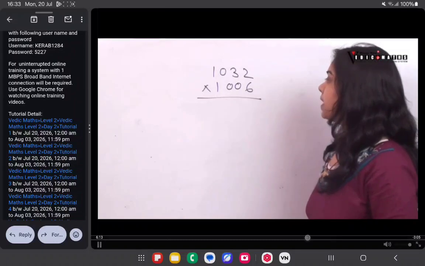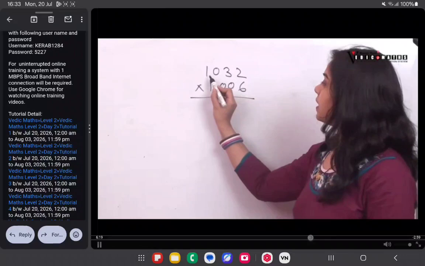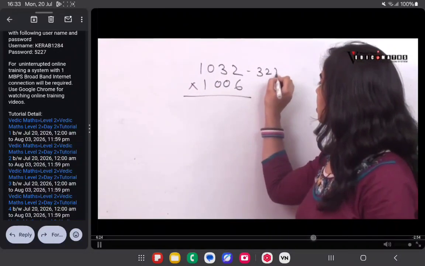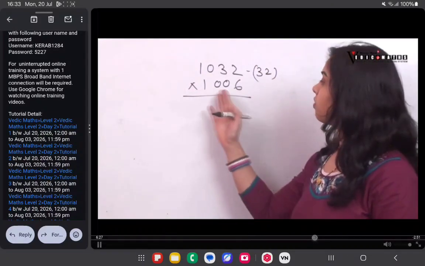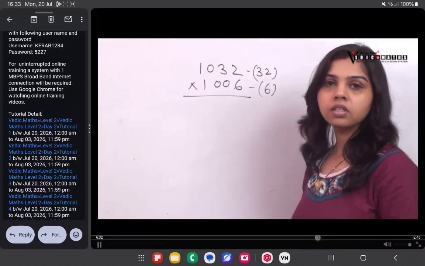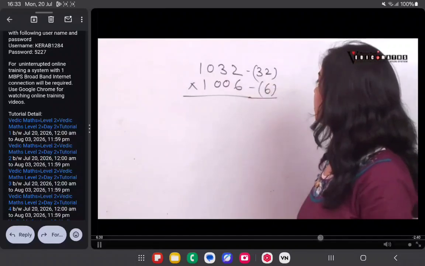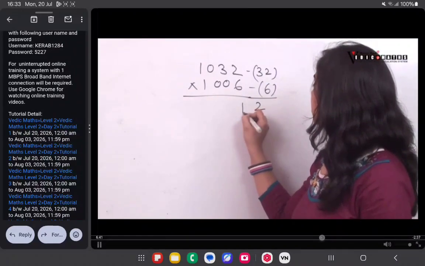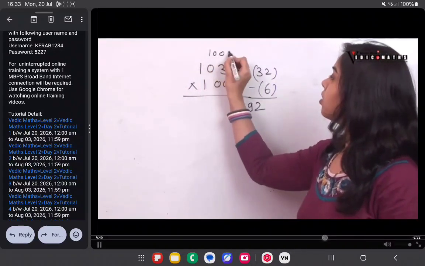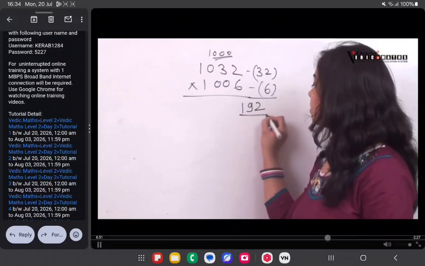Our question is multiply 1032 by 1006. If we are taking base of 1032 is 1000, so our excess is 32, and in case of 1006 our excess is 6. Our process is multiply the excess. That means 32 into 6, that means 192. In 1000, number of zeros are 3. That means our multiplication should be a 3-digit number.